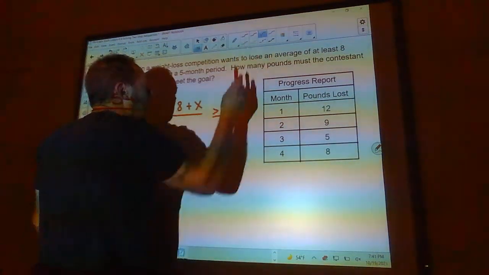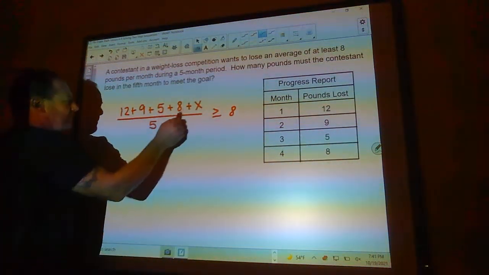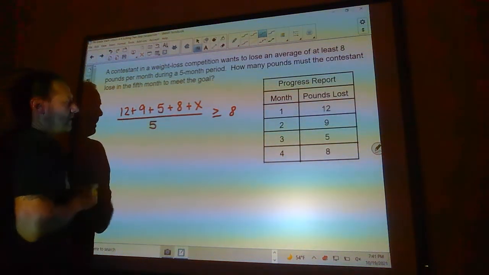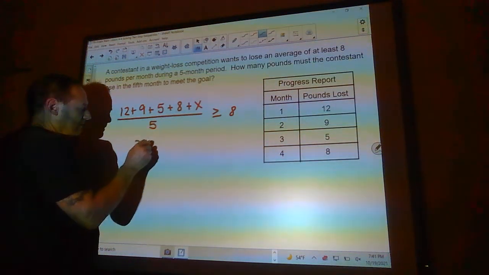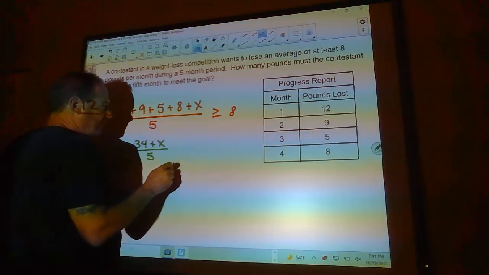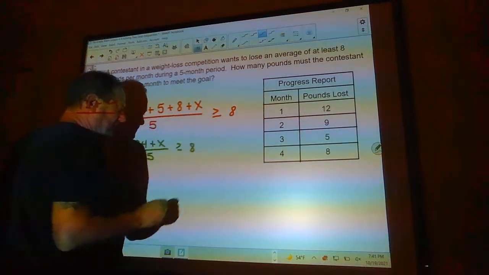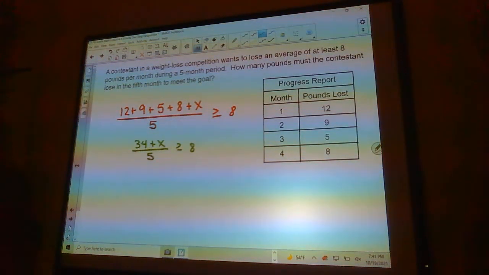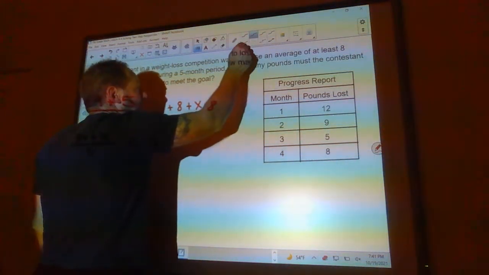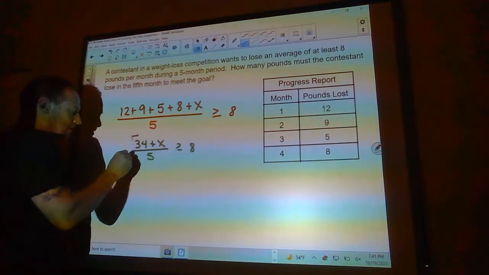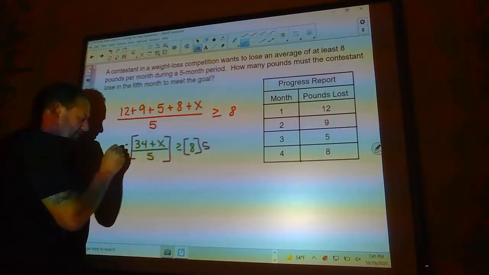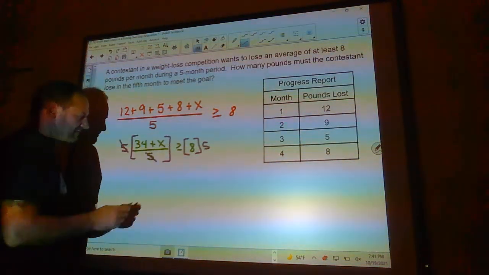Okay, so the next thing I'm going to do is add up all these numbers here. So 12 and 8 is 20, 29, 34. Lost 34 pounds in 4 months, that's pretty good. Divided by 5, greater than or equal to 8. The next thing that I would do is multiply both sides of this inequality by 5. Why do I do that? Because I want to cancel out that 5 right there.